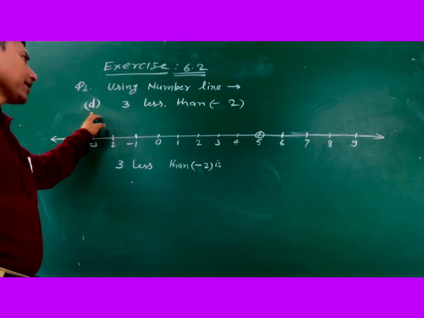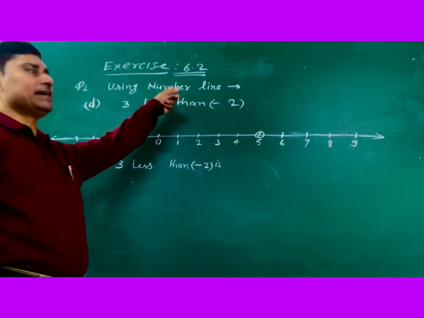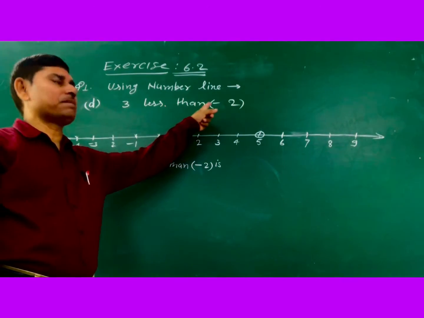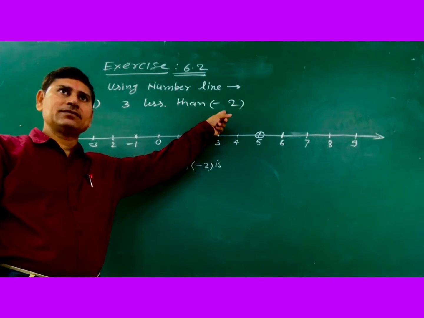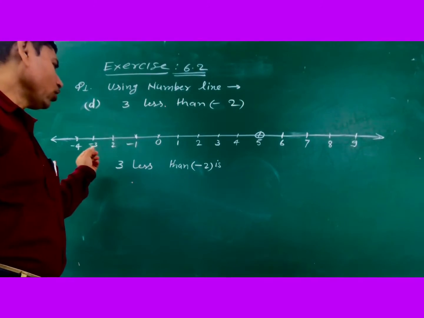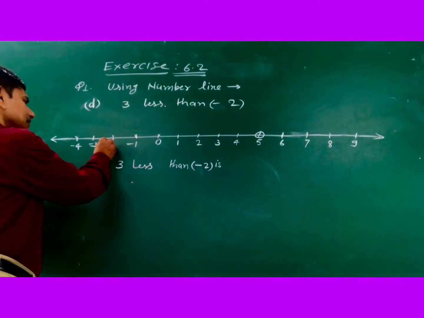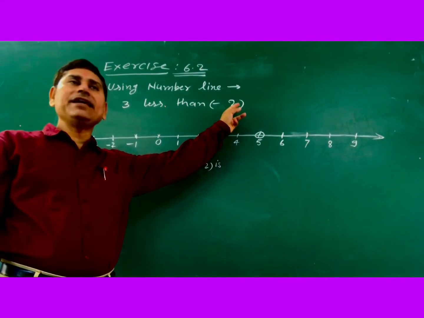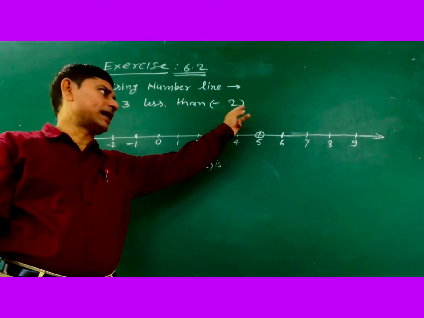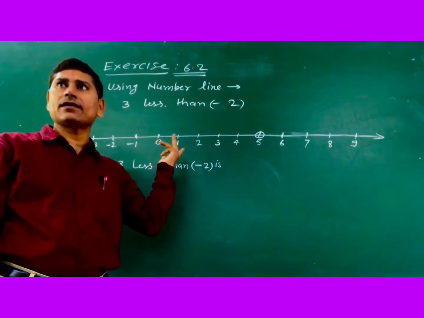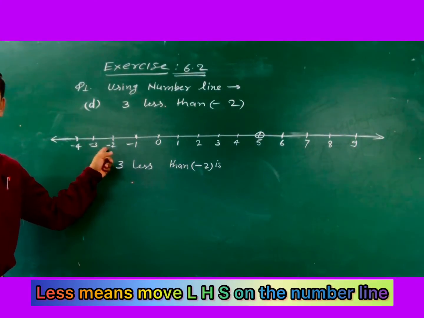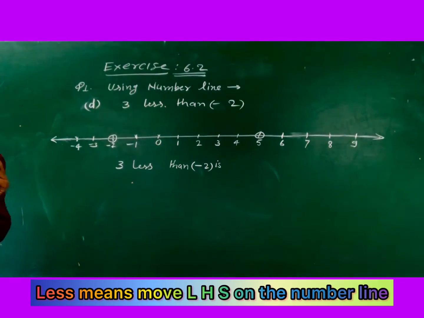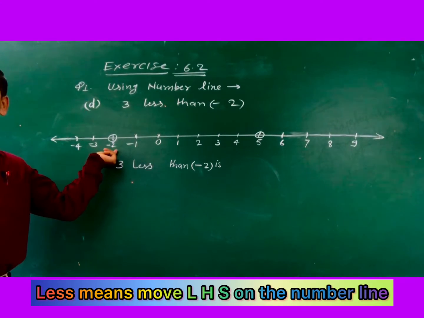Here is the D part. Again using number line, tell 3 less than minus 2. How much? So dear, you will observe first here, where is minus 2 represented by the number line? This is the minus 2. So first of all, you will mark a circle here, that this is the minus 2.